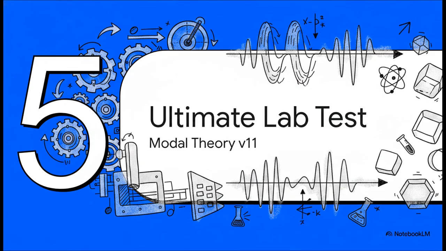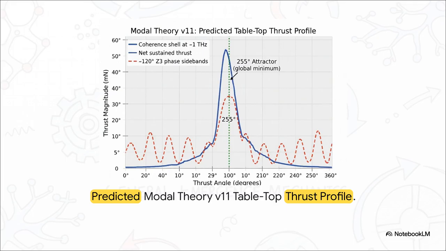Section 5, the ultimate laboratory test, modal theory version 11. All right, let's pivot from exploratory engineering to the hard physics climax of all this. Now, what's really interesting about what we're looking at here is that this is a specific, testable laboratory thrust signature. We are not talking about a thought experiment anymore. This is the predicted tabletop thrust profile that mathematically proves the existence of the 255-degree vacuum lock of our universe.